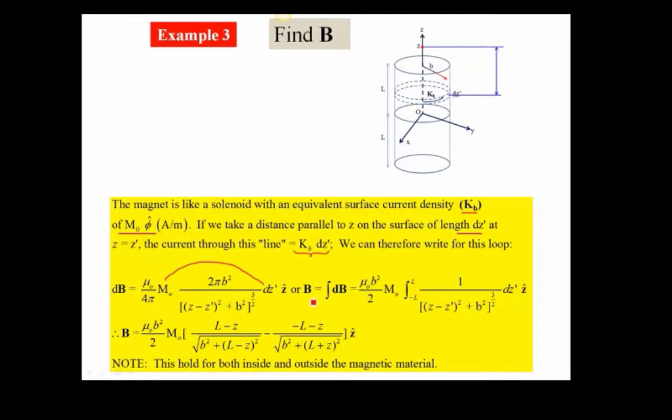In order to find the total B at that point z along the axis, we just integrate. We're going to integrate over the coordinate z prime, and we're going to go from minus L to plus L.